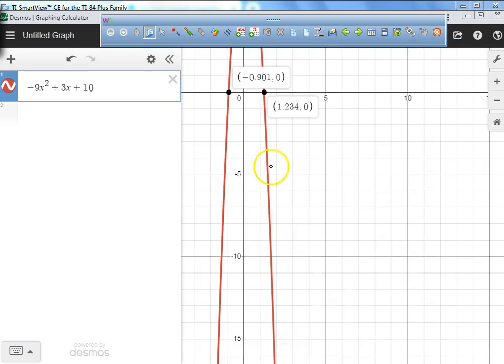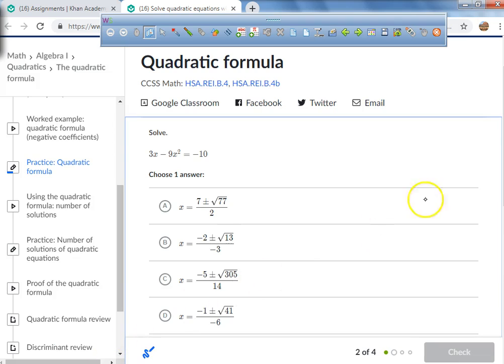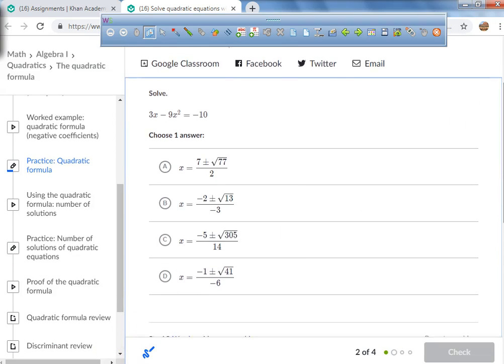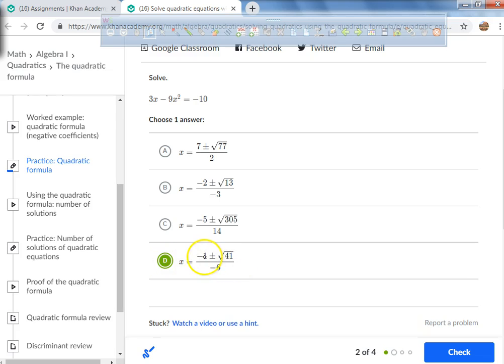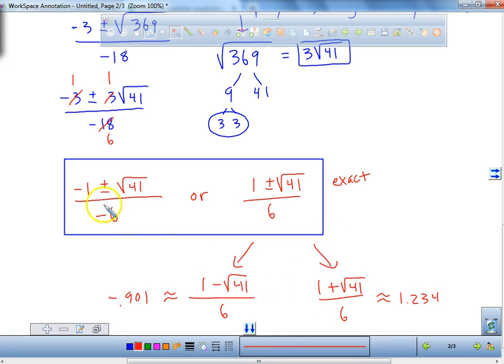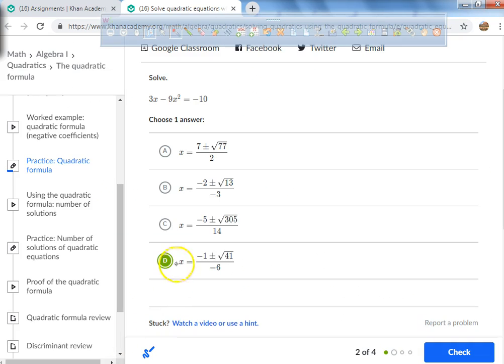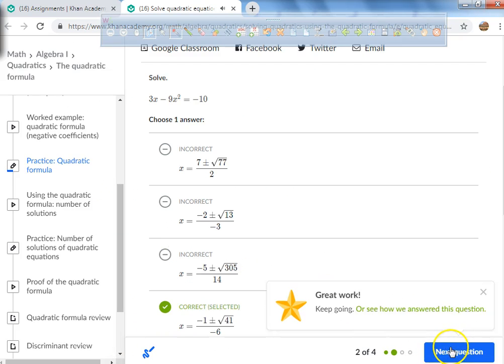Okay? We go over here to our answer choices. Which answer choice best represents our answer? Which answer choice? D. Like Mr. Moody, you had a positive 1 and a positive 6. But what did I say? I said you had two answers: a negative 1 and a negative 6, or a positive 1 and a positive 6. Okay? So this would be our correct answer.